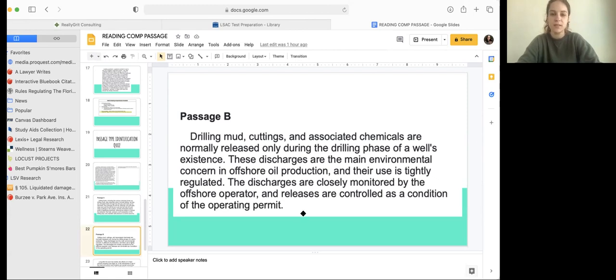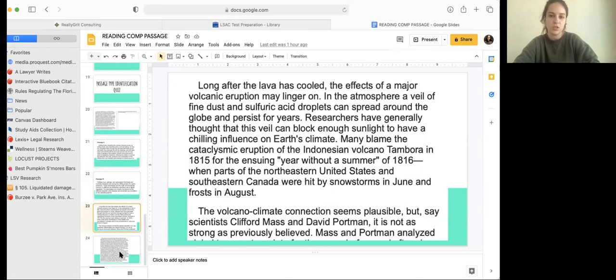All right, it's 11:21. So as all of you in the chat correctly identified, this is again going to be an informative passage about how the discharges from drilling are an environmental concern in offshore oil production. Great. Okay, we've got two more. So now we're going into more science because I know that that's where a lot of you were concerned. So read this one, and again, same drill at 11:26.